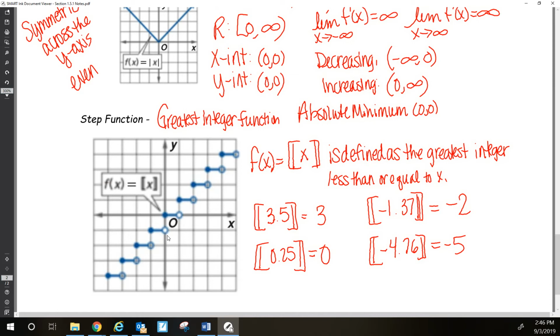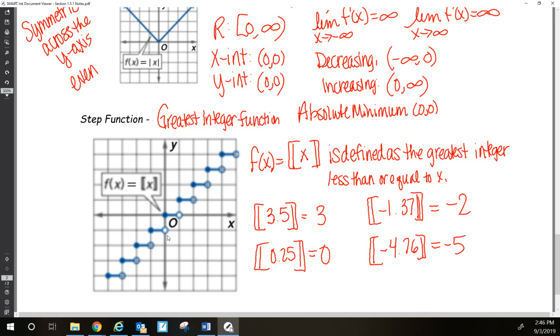But when I turn to 1, 1 is less than or equal to 1, so it jumps up to 1. So any value between 0 and 1 is going to be here at 0. Any value between 1 up to, but not including 2, is going to be at 1. Any value at 2 up to, but not including 3, is going to be here at 2, and so on and so forth. And because it makes these little stair steps, it's called the step function, is its common name, but it's also called the greatest integer function.